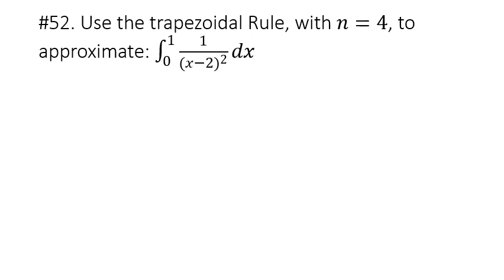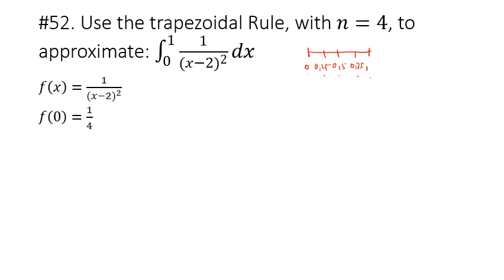So practice problem 52. Using the trapezoid rule with n equal to 4, approximate the integral from 0 to 1 of 1 over (x minus 2) squared dx. You're not supposed to plug it into your calculator to find this value. So from 0 to 1, we divide into 4 pieces. So this is 0.25, this is 0.5, this is 0.75. First you let f of x be 1 over (x minus 2) squared. You have to find each corresponding y value.